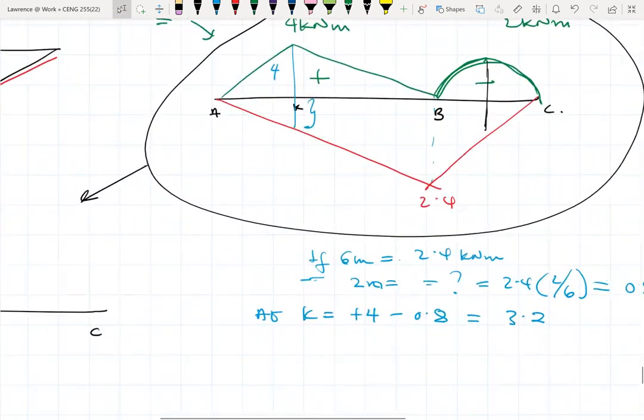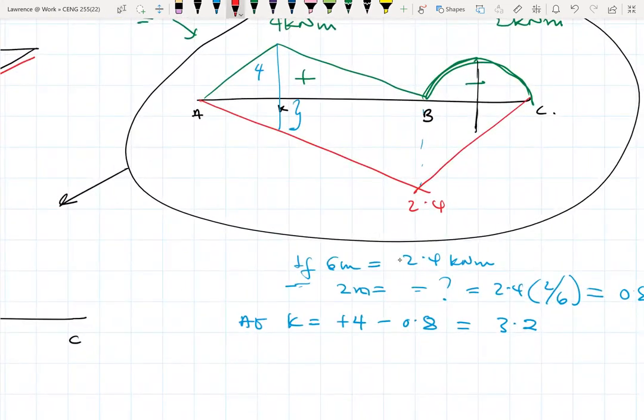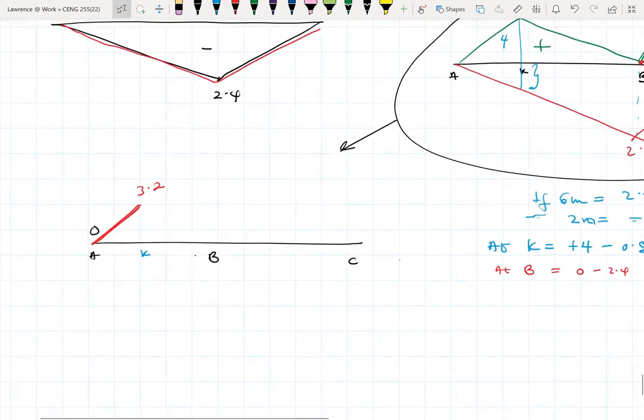Then if you go to B, the positive moment is 0, the negative moment is minus 2.4. So at B we have 0 minus 2.4, so it's still minus 2.4. Nothing really has changed, so we have again the straight line.